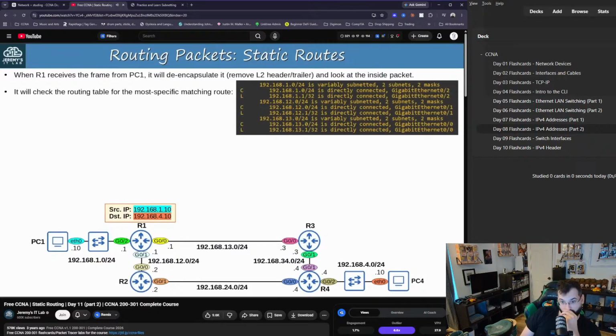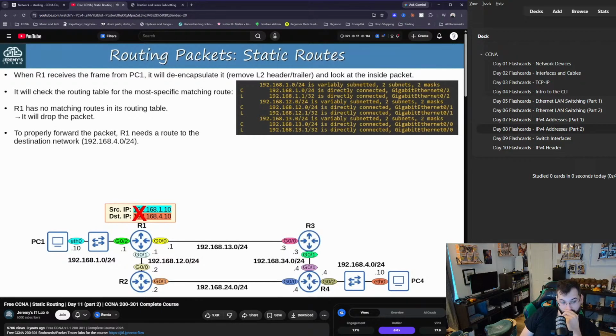So here is R1's routing table at the moment, just connected and local routes. Do any of these routes match the destination IP of the packet? No, R1 has no matching routes in its routing table. So what will it do with the packet? It has no choice but to drop it. In its current state, R1 doesn't know how to properly forward the packet. To forward it, R1 needs a route to the destination network, 192.168.4.0/24.